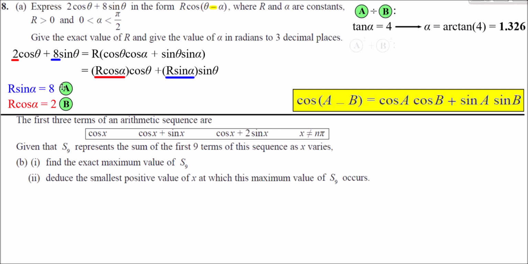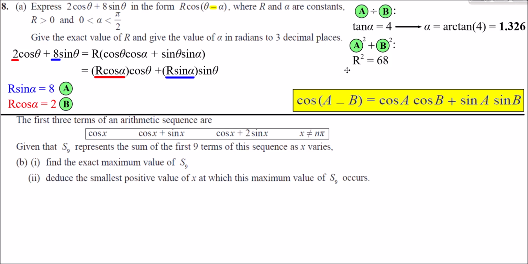The second thing we can do with these 2 equations is to square them both and then add them. So if I do equation A squared and equation B squared, I'll get r squared sine squared alpha plus r squared cos squared alpha. On the other side, I'll get 8 squared plus 2 squared. But r squared sine squared alpha and r squared cos squared alpha means I could factorize out an r squared, then end up with sine squared plus cos squared in brackets, which is equal to 1. So actually, this just gives us r squared after we square and add.